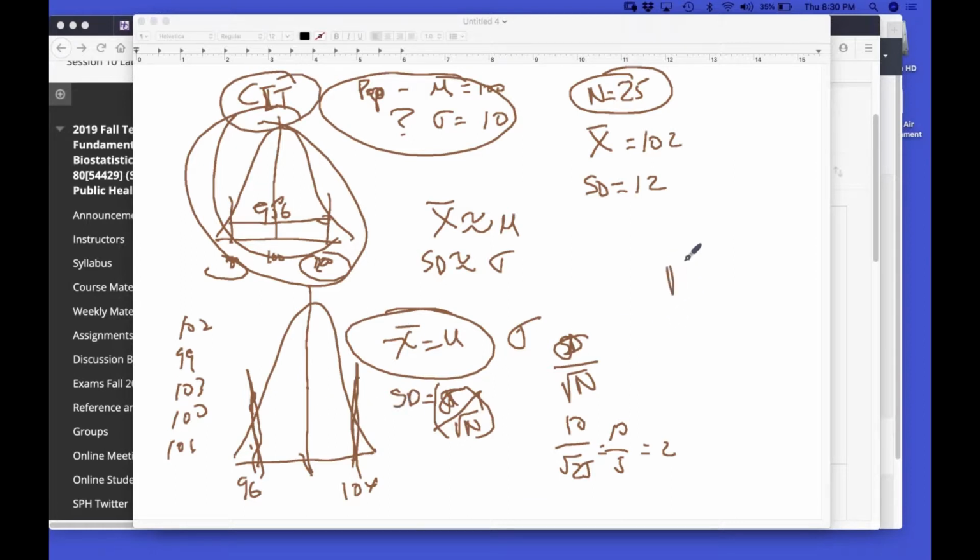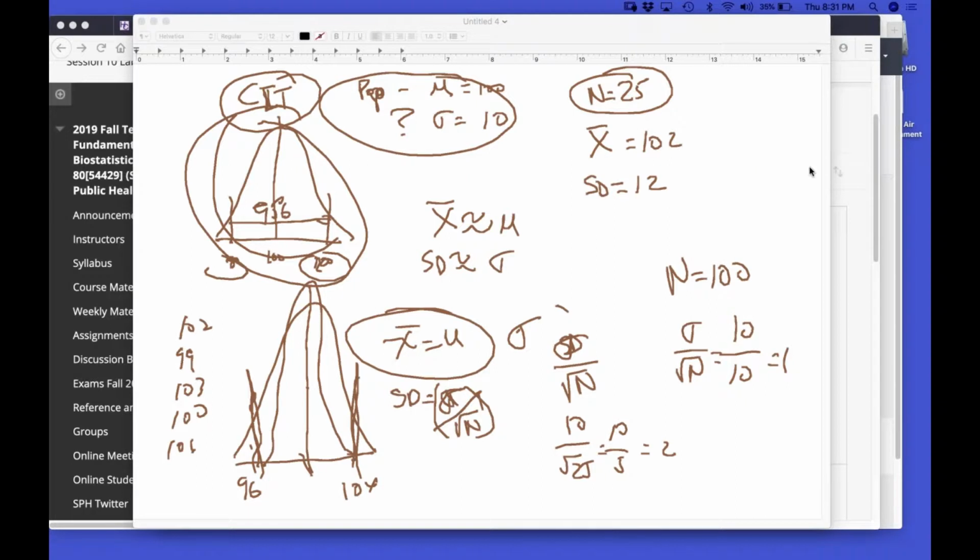Well, what if my sample size was 100? Then sigma over the square root of n is going to be 10 over 10, which is 1. So my distribution is going to be even narrower if I increase the sample size, right? We can take advantage of this property to understand how likely it is, when I take a sample of size 25, that I'm going to be near the true mean of the population.